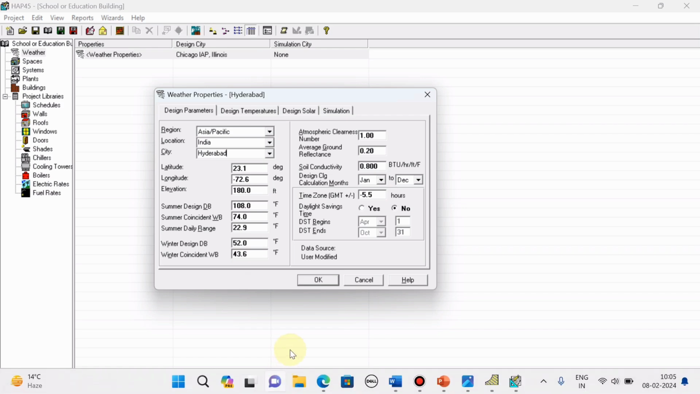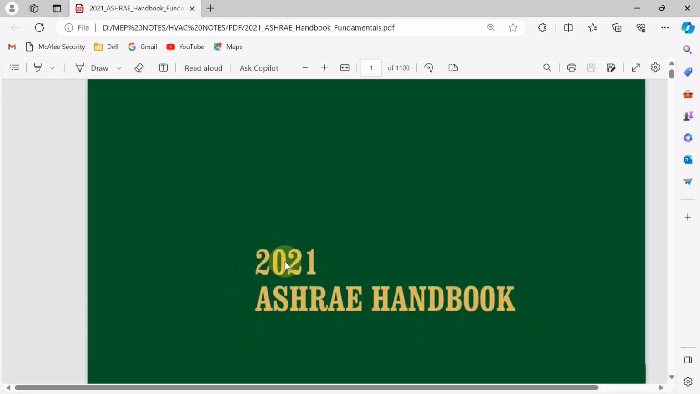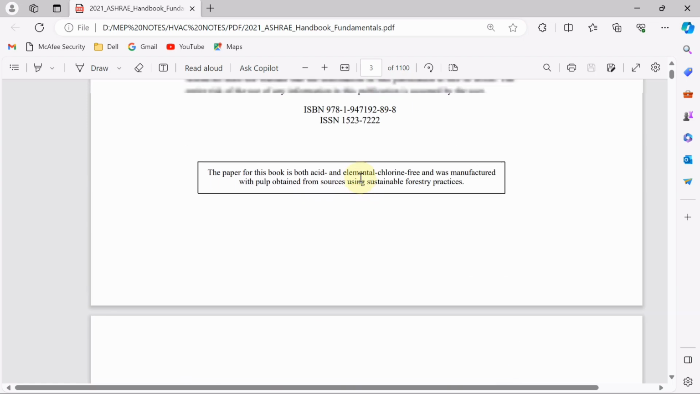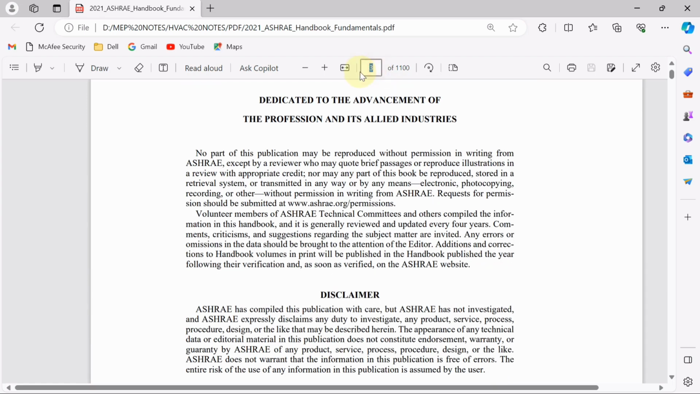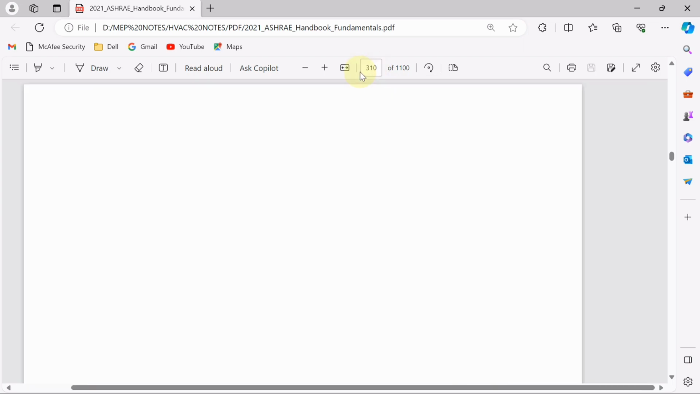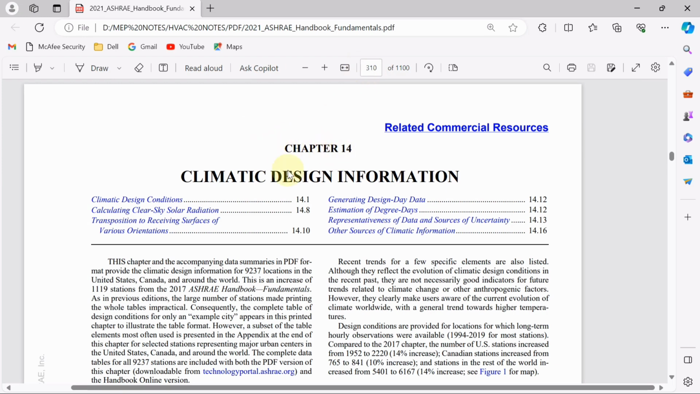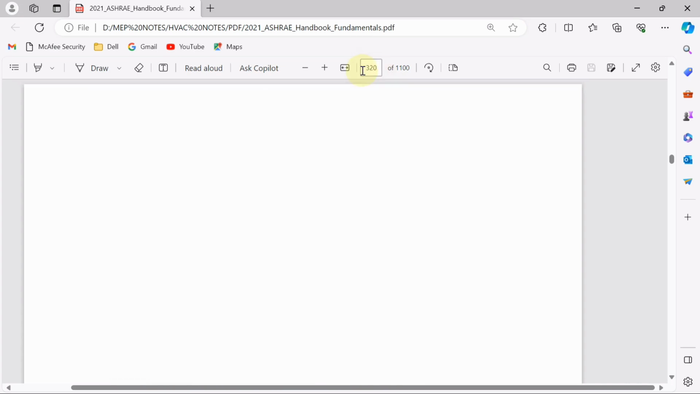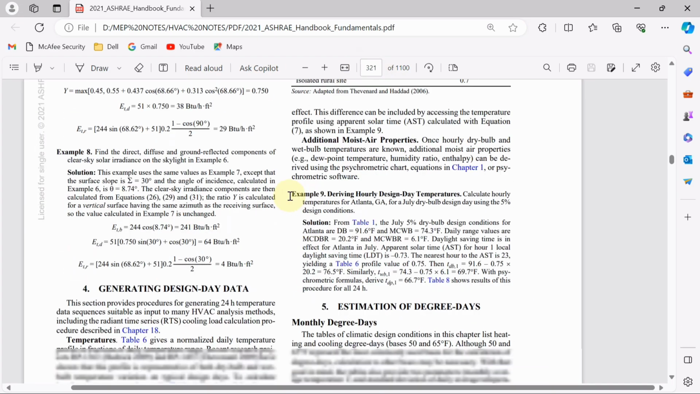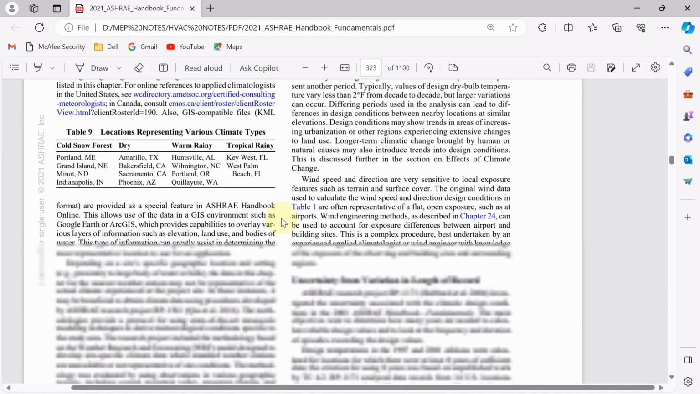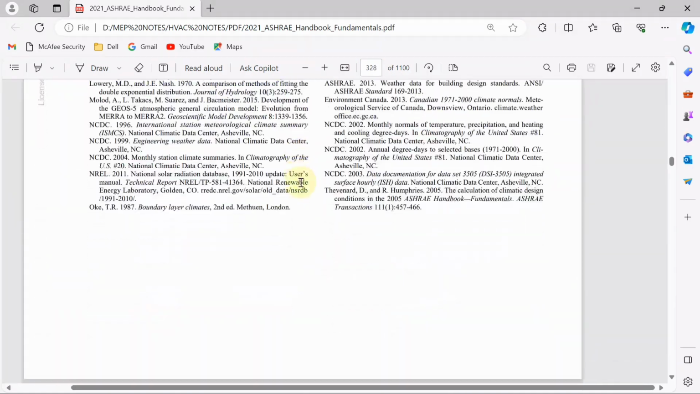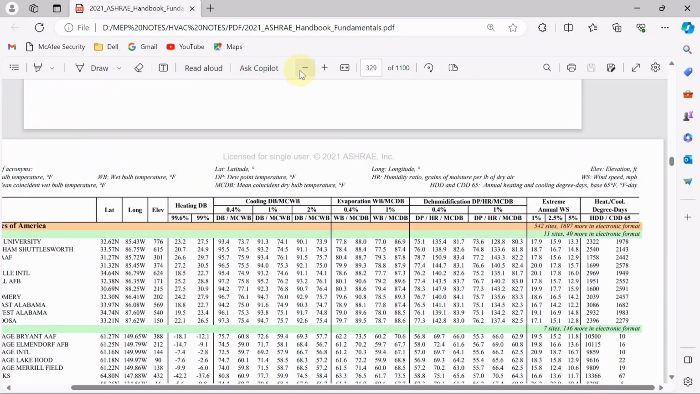So let's see. Here I have opened the ASHRAE 2021 handbook. When you come here, we have to open the climatic design topic. I am opening chapter number 14, climatic design information. In that you will get the climatic design data for each and every station, whether in the United States or all around the world. You will get the information from here. See, from here we have started.